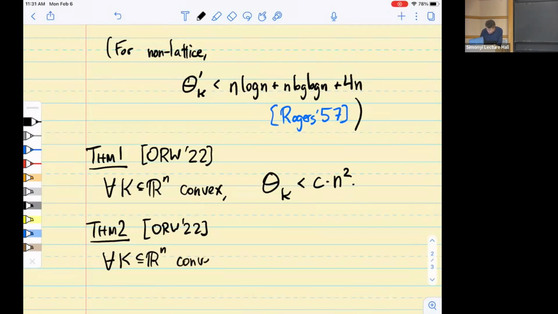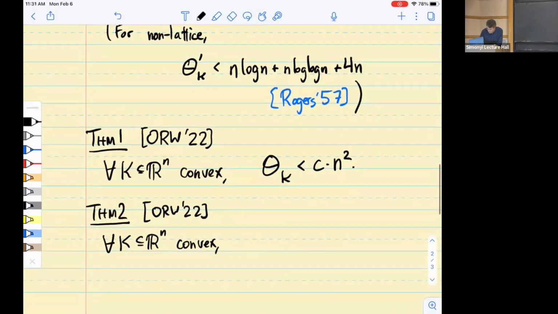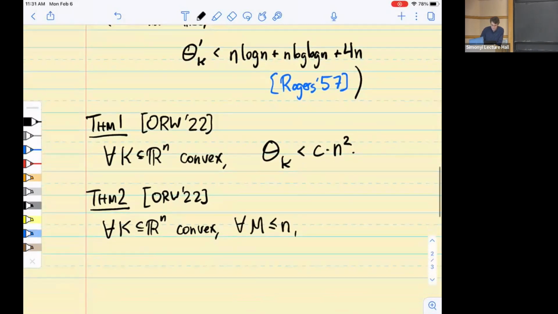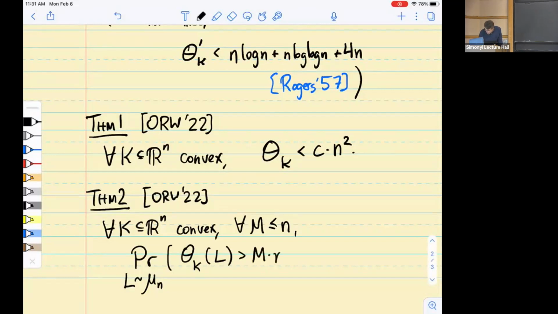So for all K convex, there exists, and actually for all some n, it's at most n, we show that the probability, if you choose a random lattice, I mentioned in the method, what is that exactly? What is the random lattice? Bear with me. So the probability that the covering is bad is bigger than n times m squared. That decays very quickly with the m.